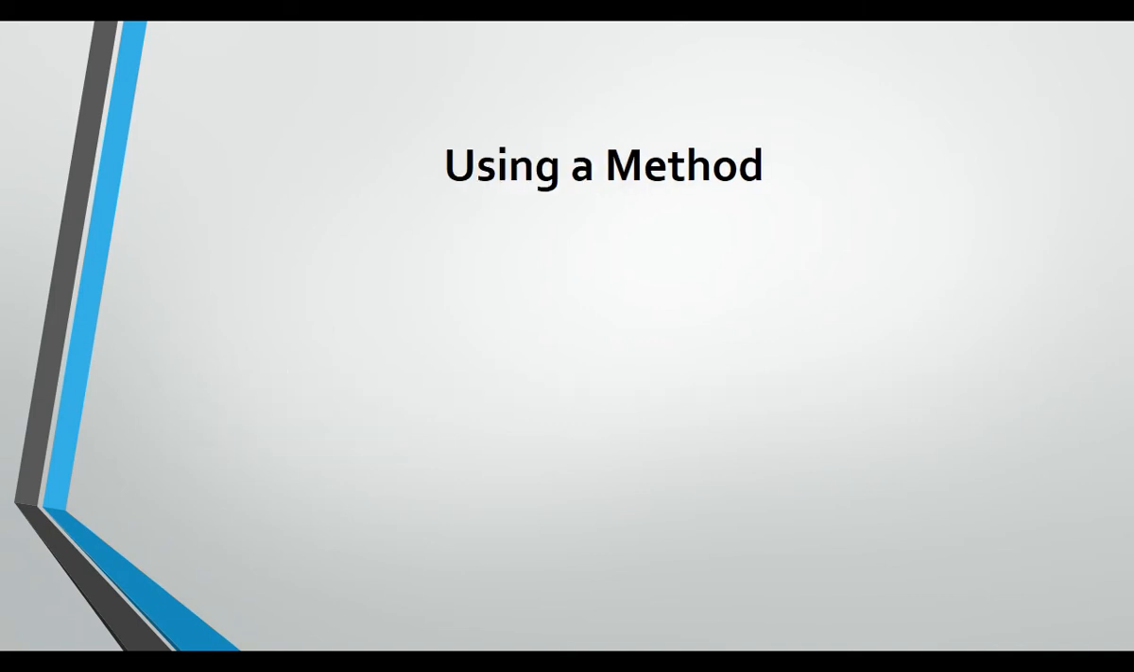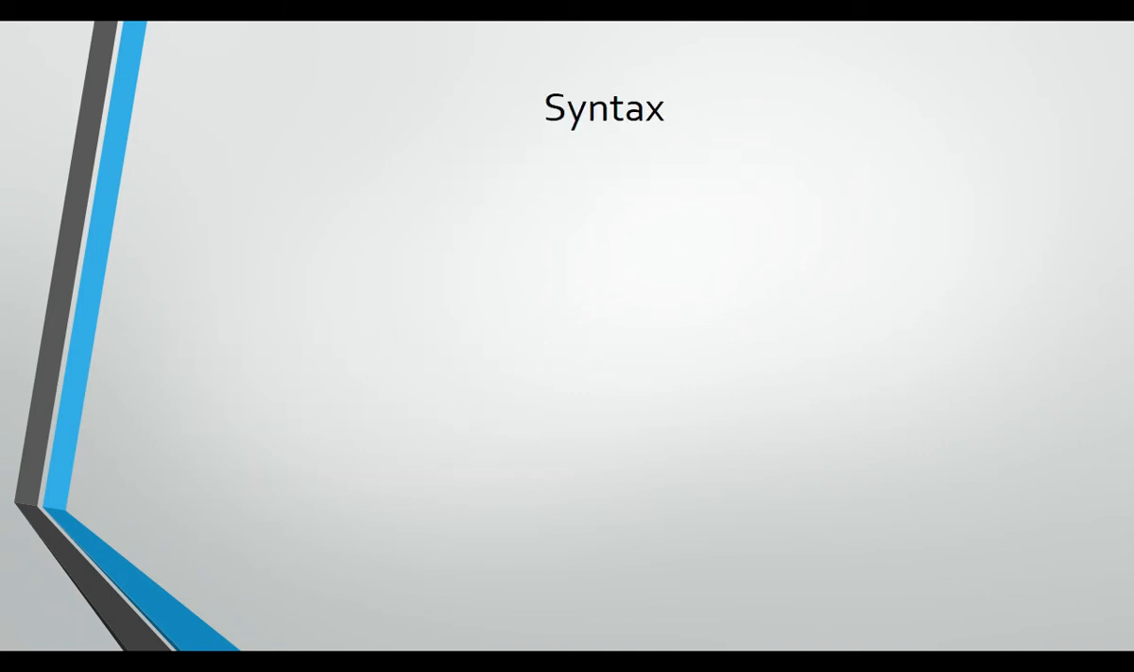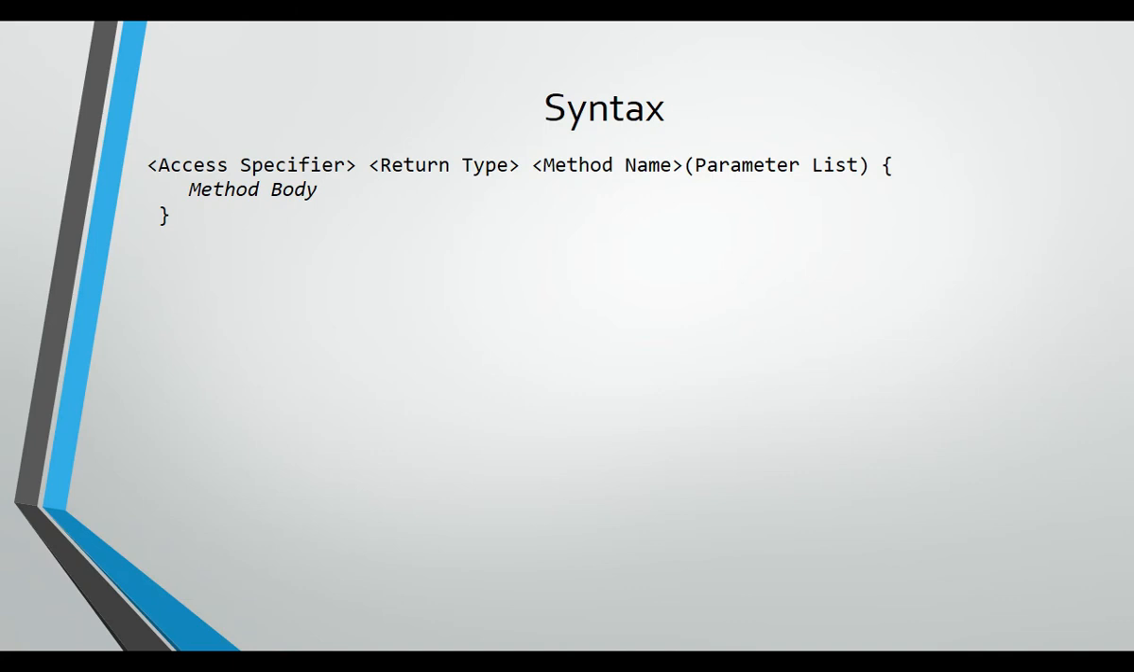Now, how can we use a method? To use a method, you need to do the following. You have to define the method and then call the name of the method. Now, this is the way how to write the method. So you have to specify the access specifier followed by the return type and then the name of the method. Inside the parentheses, you can specify the parameters that you want to use for your method. And then inside the curly braces are your statements for your method.